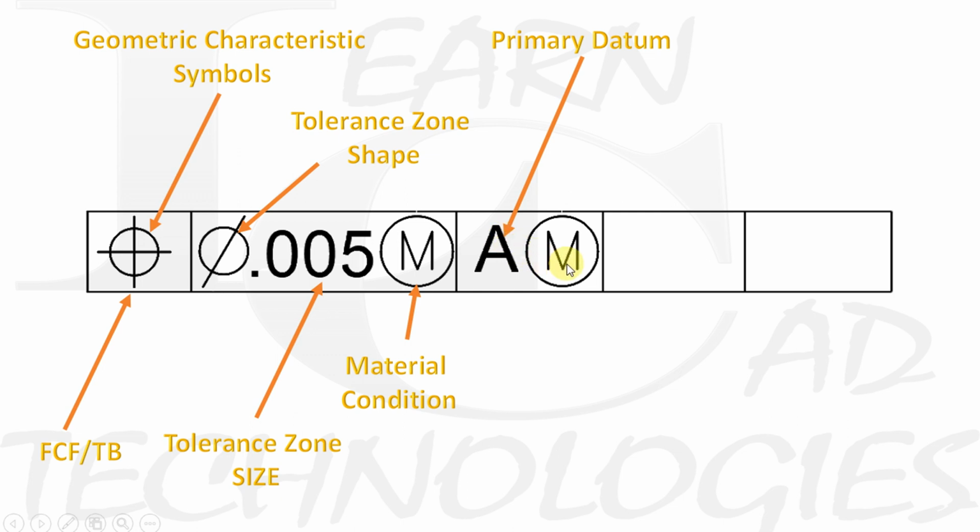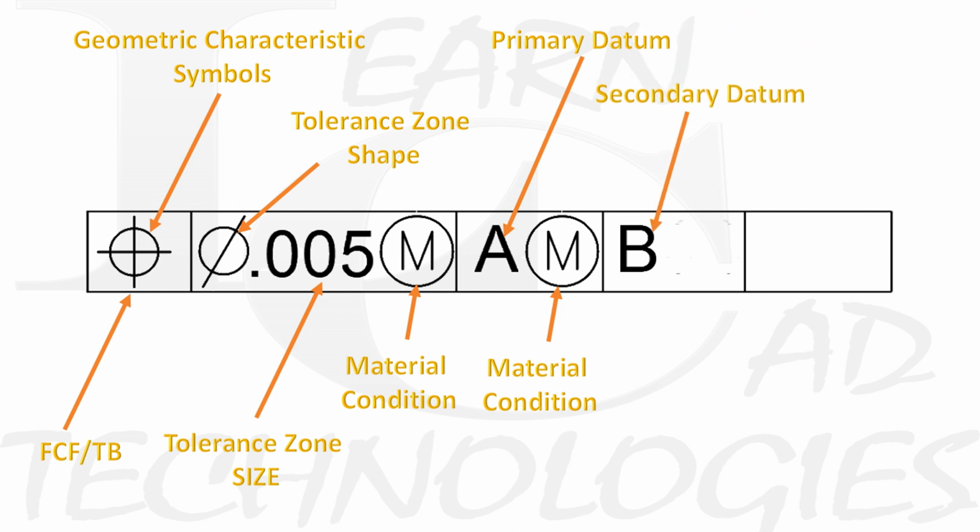Another one is the secondary datum. If you need, you can mention the material condition for this also. We can talk about material condition in detail in other videos. In this video we are specifically seeing about the feature control frame or the tolerance box, not about the entire GDT.